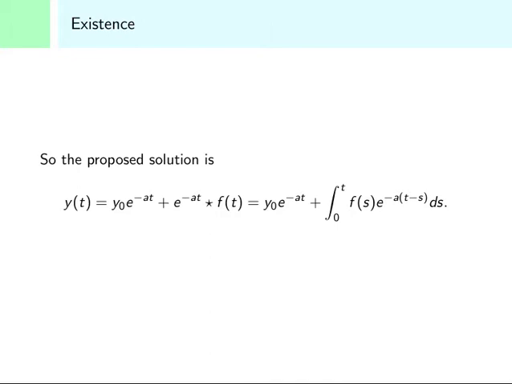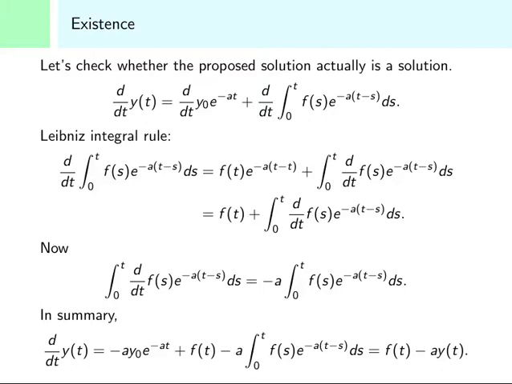For that reason, we use that as a proposed solution: y of t equals y naught times exponential negative a t plus exponential negative a t convolved with f at t. That seems to be a reasonable guess for the solution. And to be explicit, that equals y naught times exponential negative a t plus the integral from 0 up to t of f of s times exponential of negative a times t minus s ds. Okay, that is our proposed solution.